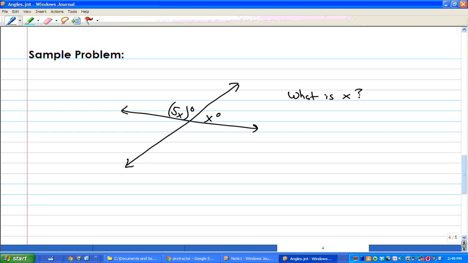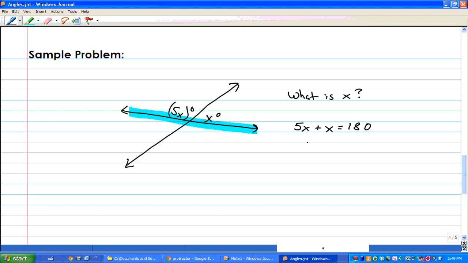If you look at these two angles, the 5x degrees and the x degrees, those are supplementary, which means they add up to 180 degrees. So if I took 5x plus x, I know that it would have to equal 180 degrees. This straight line right here, or this straight angle.